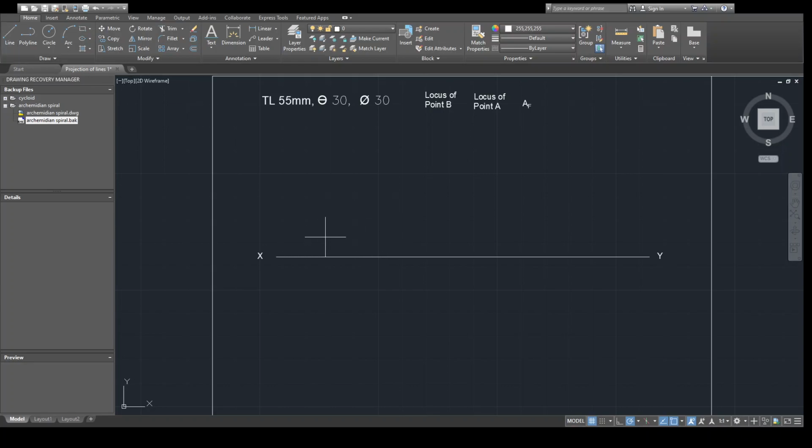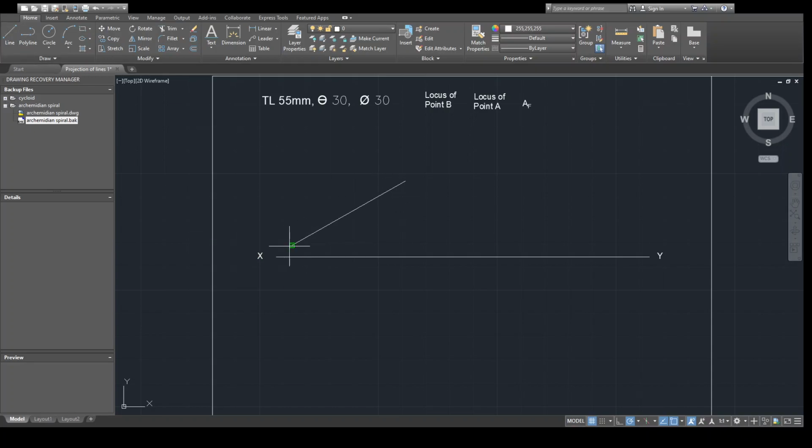So first we will draw that condition. The line is inclined to HP. What is the inclination? 30 degrees. So I will make 30 here. What is the length? 55 mm. Okay, so this is our line which is inclined to HP by 30, and the true length is 55 mm. In the first case we have assumed that the line is inclined to HP and parallel to VP, so this is the line which is inclined to HP and parallel to VP, and the true length is 55.